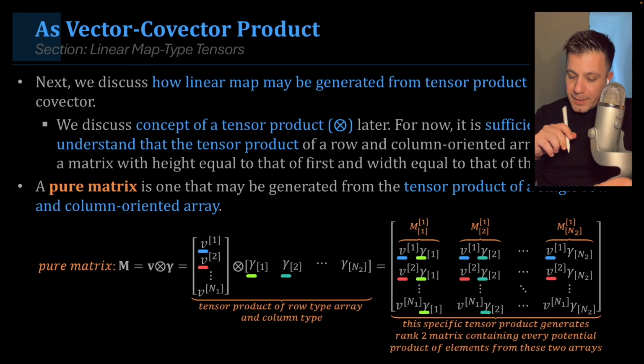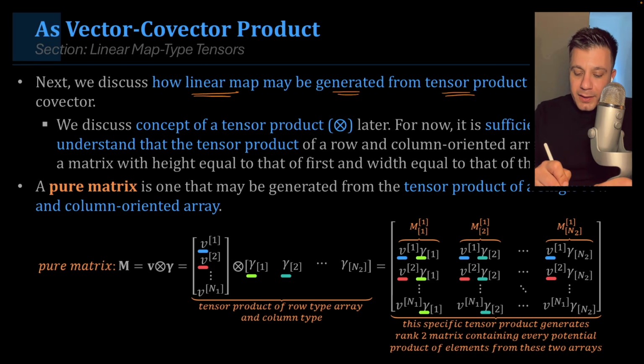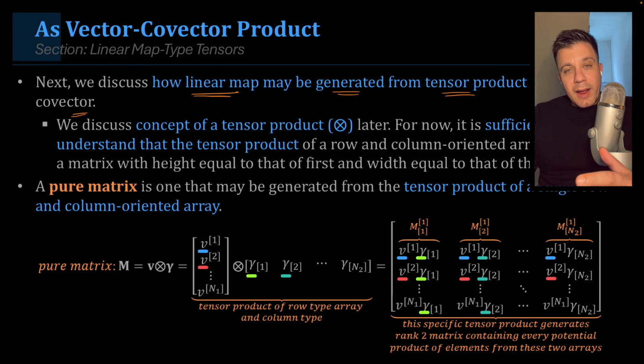So next, we're going to discuss how the linear map may be generated from the tensor product of a vector and a covector. If you remember, we said that the rank 1 tensors, the primal and the dual vector, were the last ones whose components we can define as purely covariant or contravariant because they're rank 1. For the linear map, the components are going to have contravariant and covariant components. We can formalize that as the tensor product of vectors and covectors.